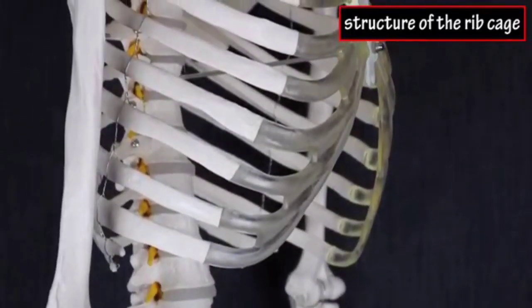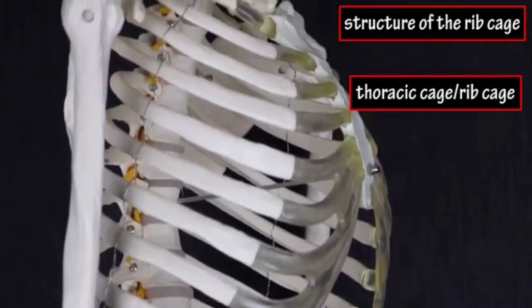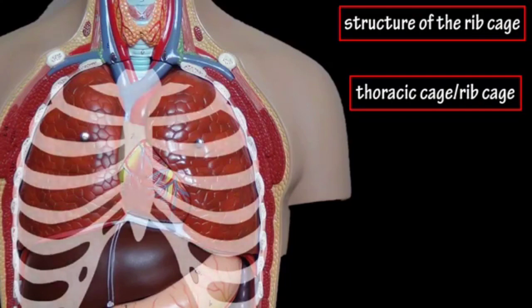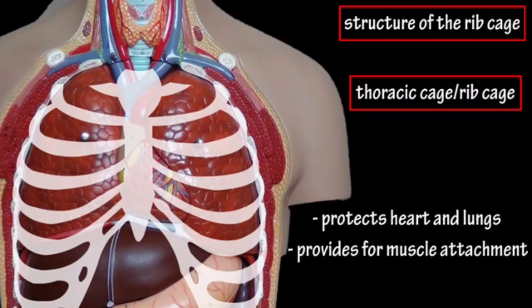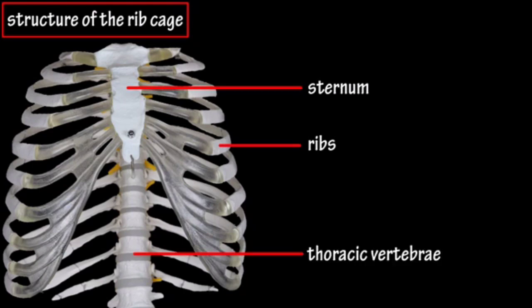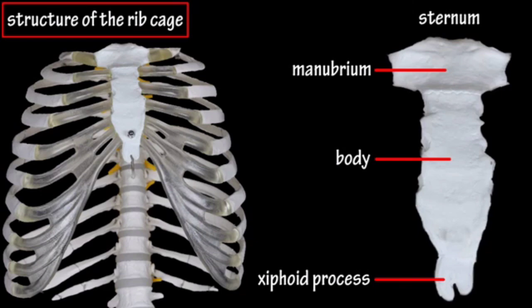The structure of the rib cage. In your body, the framework of the chest is called the thoracic cage, or in common terminology, the rib cage. Its design functions to protect vital organs, such as your heart and lungs, and also provides points of attachment for many muscles. The thoracic or rib cage is comprised of 3 main parts: the sternum, the ribs, and the thoracic vertebrae. The sternum, also called the breastbone, is located in the middle of your chest, and it is composed of 3 parts. The manubrium is the widest part at the top of the bone, the body is located in the middle, and the xiphoid process is at the bottom.